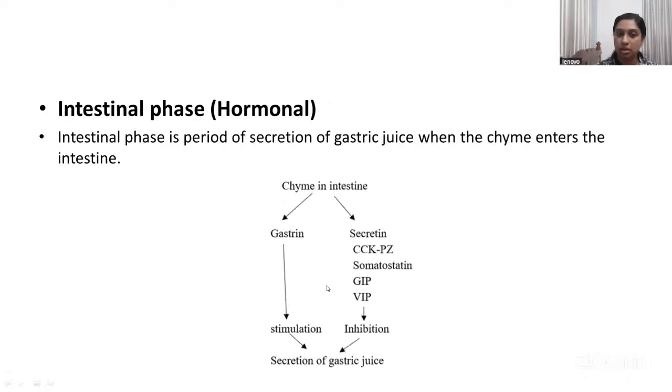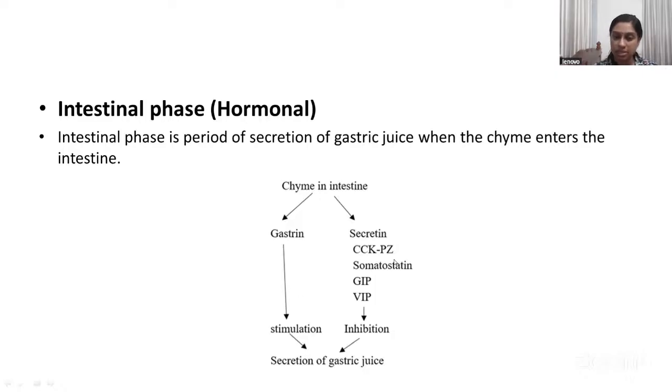The next phase is the intestinal phase. It's almost purely hormonal, although some amount of neuronal control is also present. The intestinal phase is a period of secretion of gastric juice when the chyme enters the intestine. Then the name bolus changes to chyme.